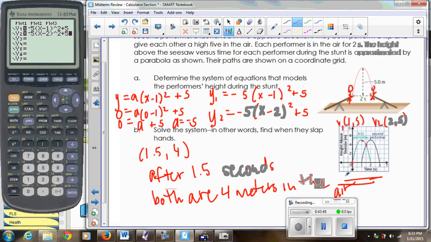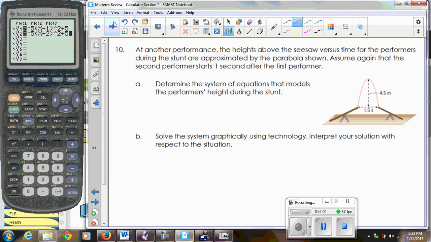So I'm actually not going to go ahead and do this on the calculator since you can see it right here. In the next problem, though, I will go ahead and solve that on the calculator because it's essentially the same problem, but there isn't as much information, so you kind of have to figure it out yourself. So it says, at another performance, the heights above the seesaw versus time for the performers during the stunt are approximated by the parabola shown below. Assume again that the second performer starts 1 second after the first.